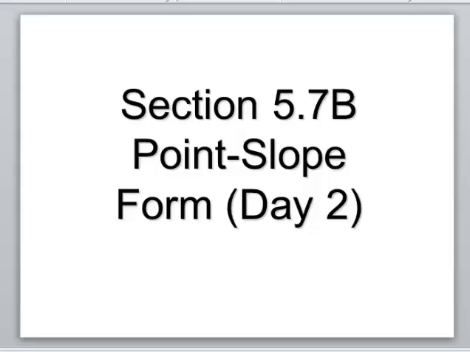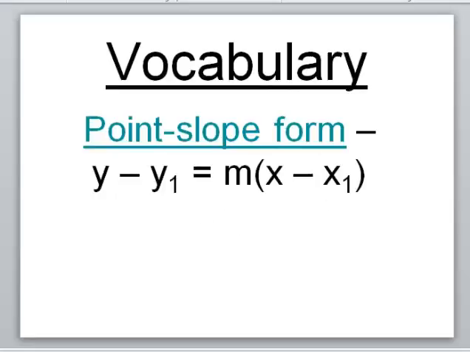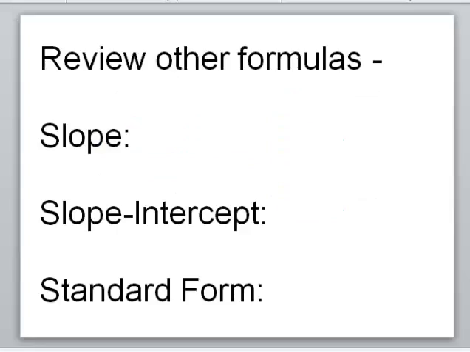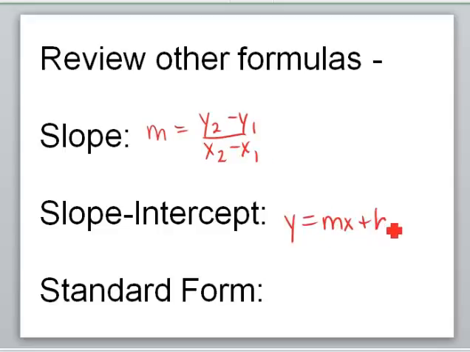Alright, today we're going to continue with point-slope form. Point-slope, as a reminder, is y minus y1 equals m times x minus x1. Let's review our other formulas very quickly. Those being slope. Slope is m equals y2 minus y1 over x2 minus x1. And the slope-intercept form being y equals mx plus b.